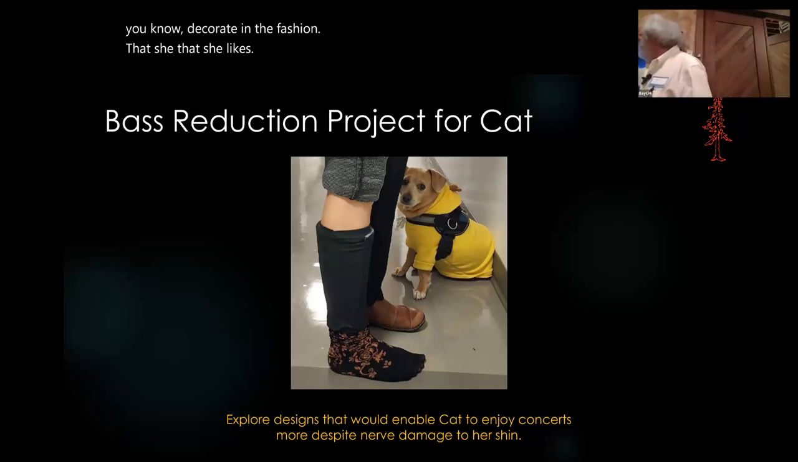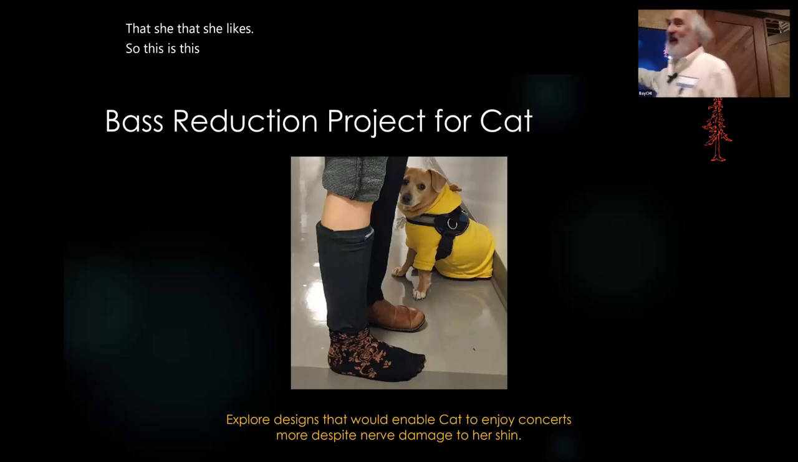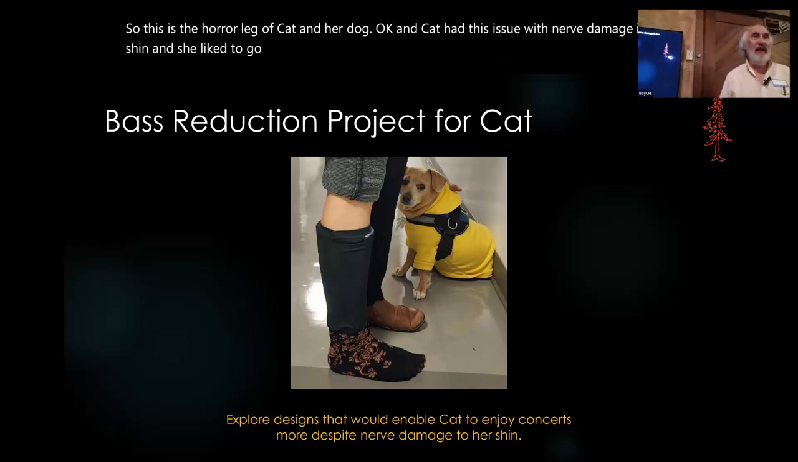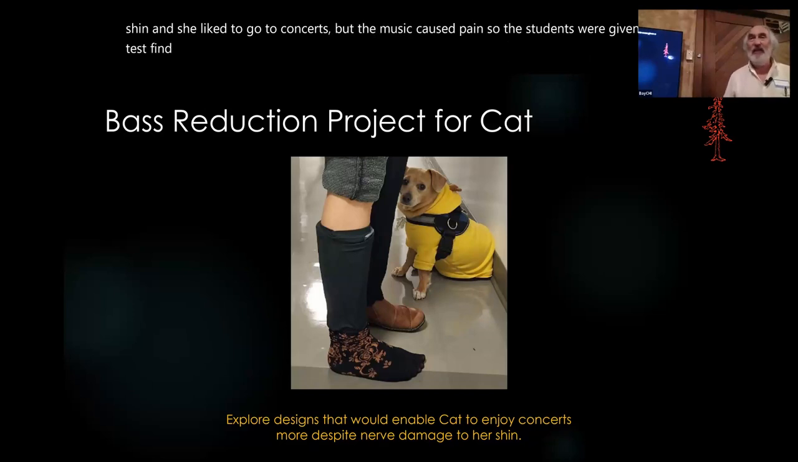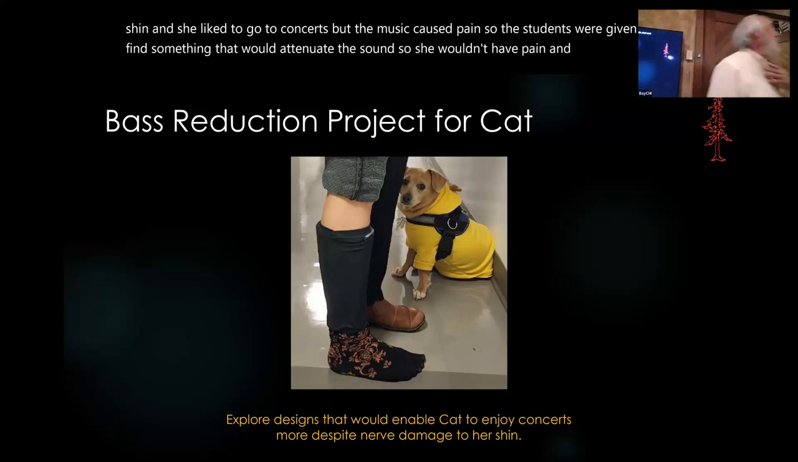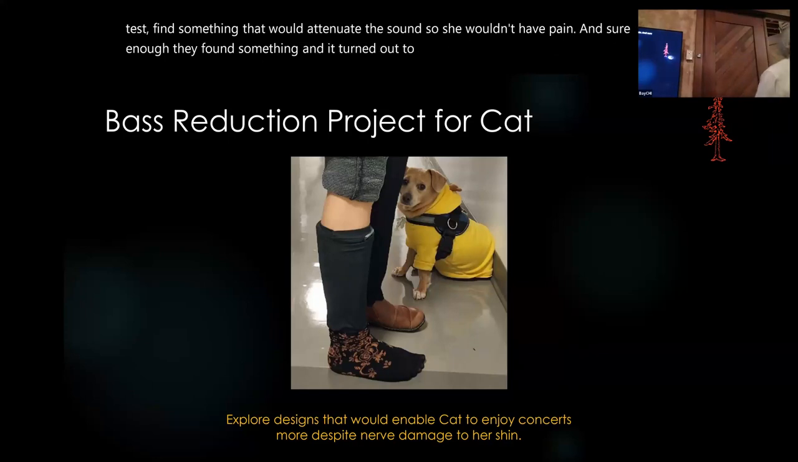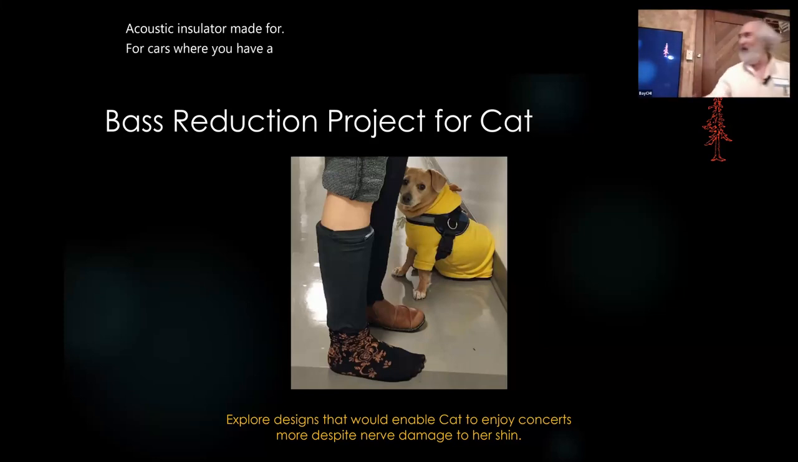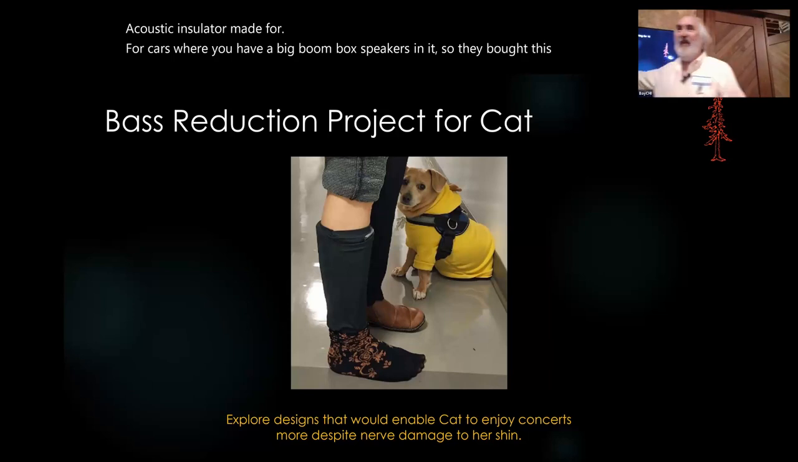This is the lower leg of Kat and her dog. Kat had this issue with nerve damage in her shin, and she liked to go to concerts, but the music caused pain. So the students were given the task to find something that would attenuate the sound so she wouldn't have pain. Sure enough, they found something, and it turned out to be acoustic insulator made for cars where you have the big boombox speakers in it. They bought this thing for $15 and made it into a sleeve, and it worked great.